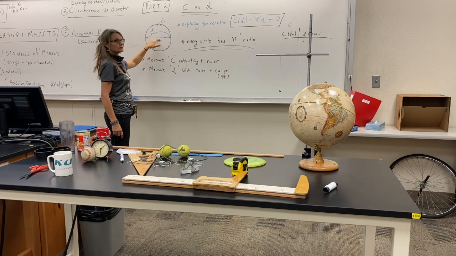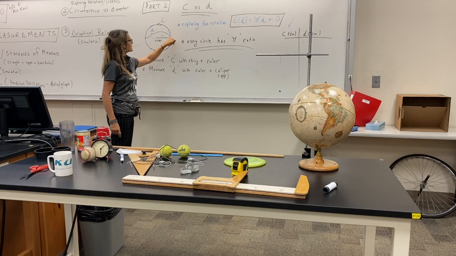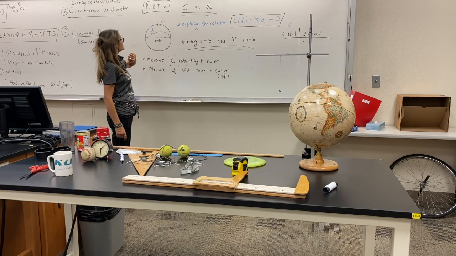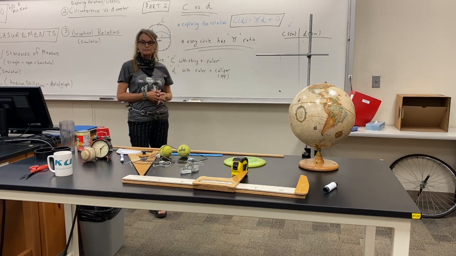So we define a center, and the distance from the center to any part of the arc of the circle is your radius, and double your radius to get your diameter. So diameter is the distance from one side of the circle through the center to the other.